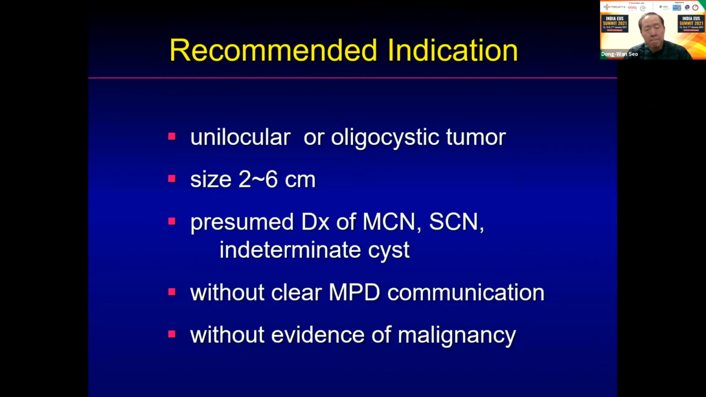And these are our group's recommended indications. Unilocular or oligolocular cystic tumors are the best target, and a size ranging from 2 to 6 cm would be good, but it is not absolute. We can target even larger cystic tumors. A presumed diagnosis of MCN or SCN or indeterminate cyst may be a good target, but a cyst should not have clear communication with the MPD and be without evidence of malignancy.